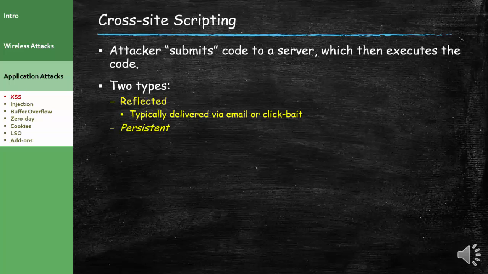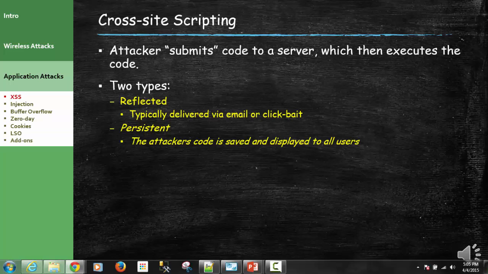So that's one method. Now, what most attackers really want to do is get a persistent cross-site scripting, where they do the cross-site scripting attack one time, and then that's reflected back to everyone that goes to the site thereafter. So that's a persistent cross-site scripting attack. And I'm going to show you an example of both.